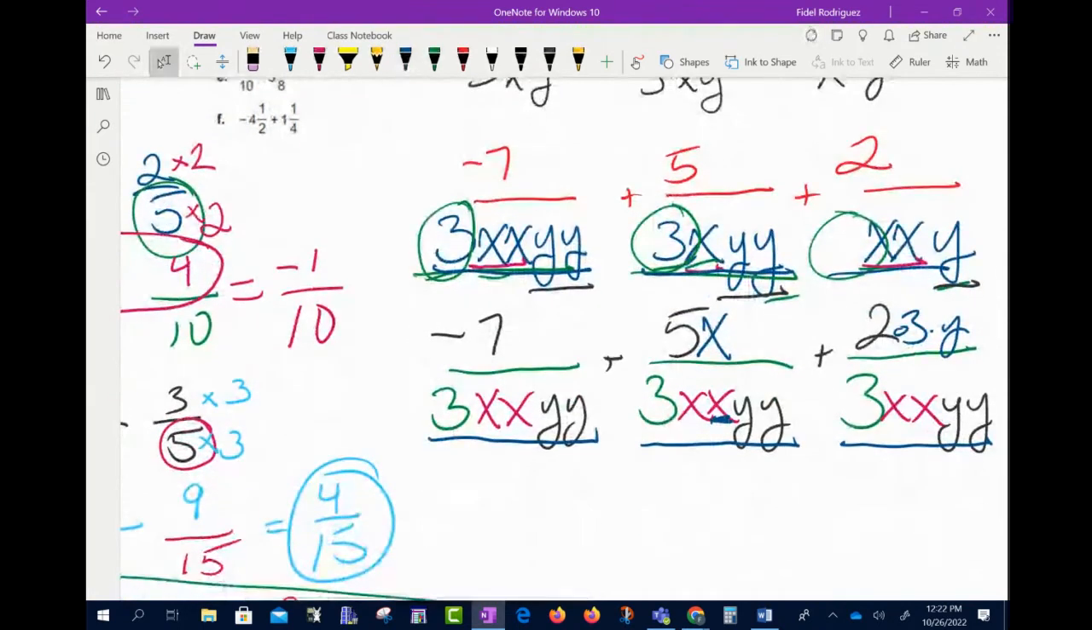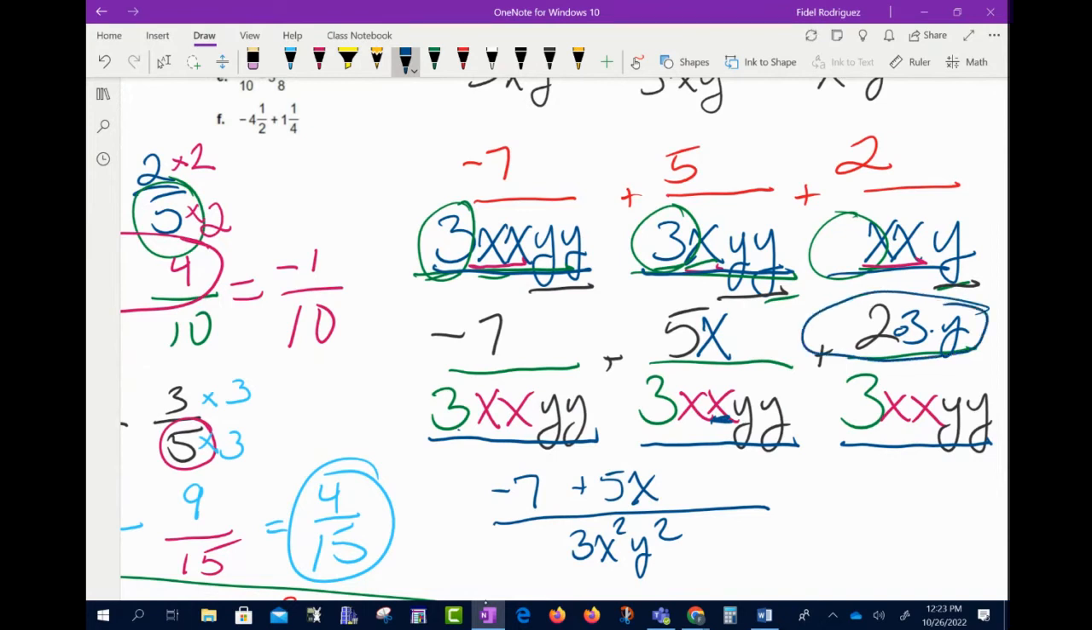So now, y'all, we're going to go really slow. Look, 3xxy is the same thing as 3x squared y squared, okay? And I'm just going to write a single fraction. I'm going to write my -7. I'm going to write my positive 5x. And when I multiply that together, 2 times 3 is going to give me a 6 with a y. And that's where we're going to stop, okay?